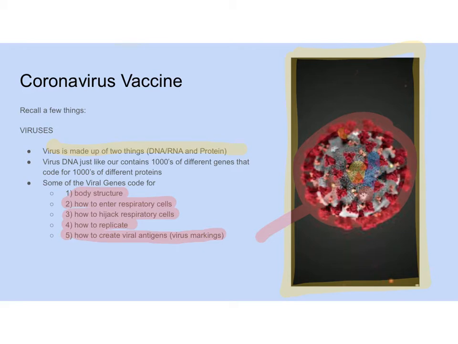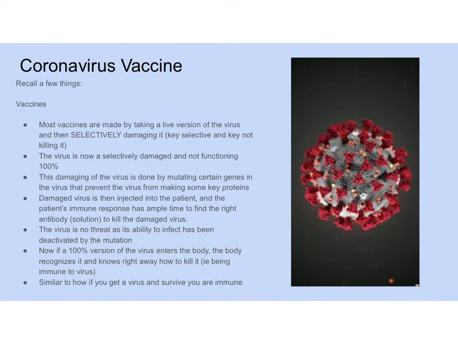Mentioned back here, if you don't have the proteins on how to enter the respiratory cell, you don't have the instructions on entering respiratory cells, the virus won't be able to do that, or B type. Okay, so that's just a recap on viruses. Now we'll recap vaccines, on how vaccines are made.